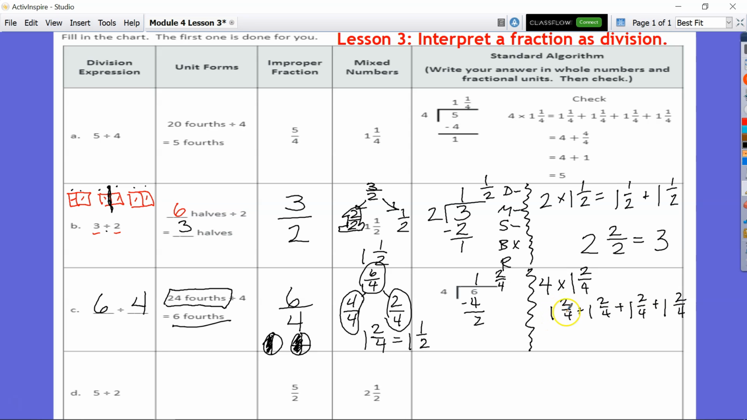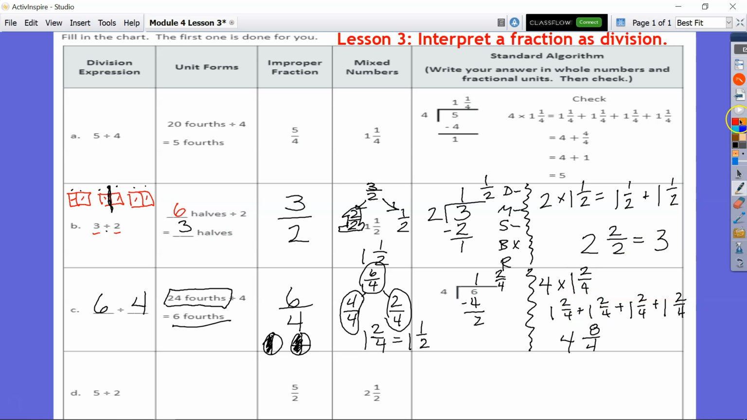I know my wholes. I have 1, 2, 3, 4 wholes. Then I have 2, 4, 6, 8, just skip counting by my numerator. So 2/4 plus another 2/4 is 4/4. Plus another 2/4 is 6/4. Plus another 2/4 is 8/4. And when I did that, I know that 2/4 plus 2/4 is equal to 1 whole.